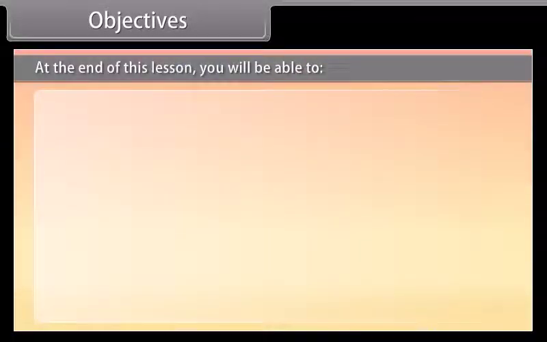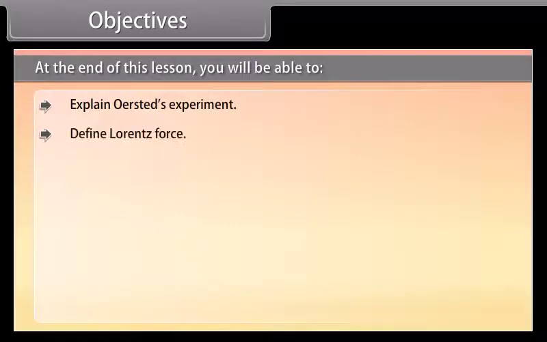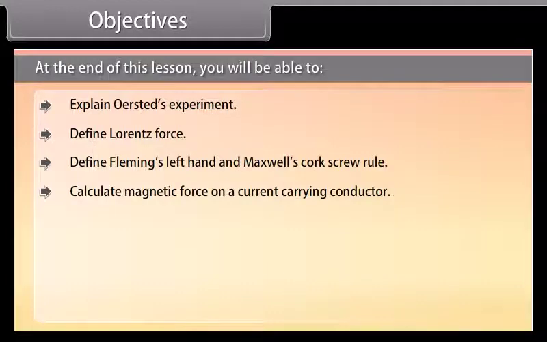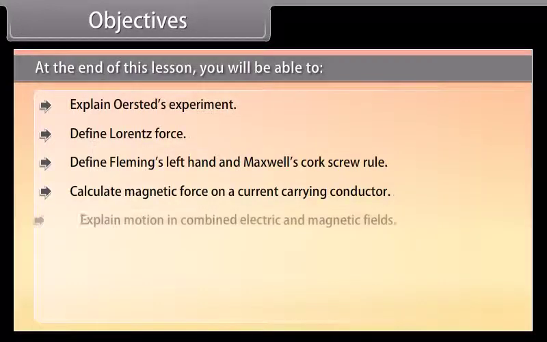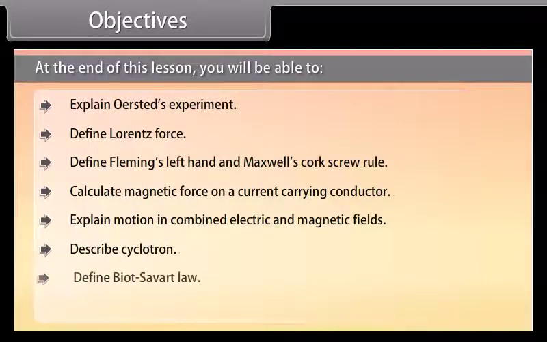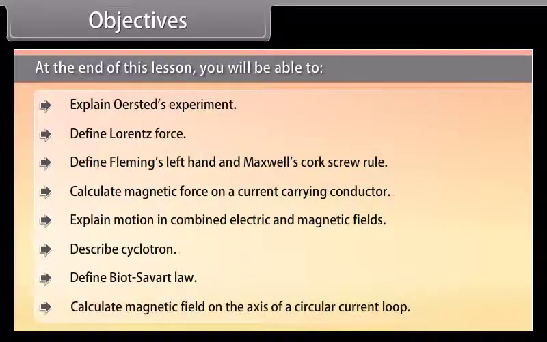Objectives. At the end of this lesson, you will be able to explain Oersted's experiment, define Lorentz force, define Fleming's left hand and Maxwell's corkscrew rule, calculate magnetic force on a current-carrying conductor, explain motion in combined electric and magnetic fields, describe cyclotron, define Biot-Savart law, calculate magnetic field on the axis of a circular current loop.